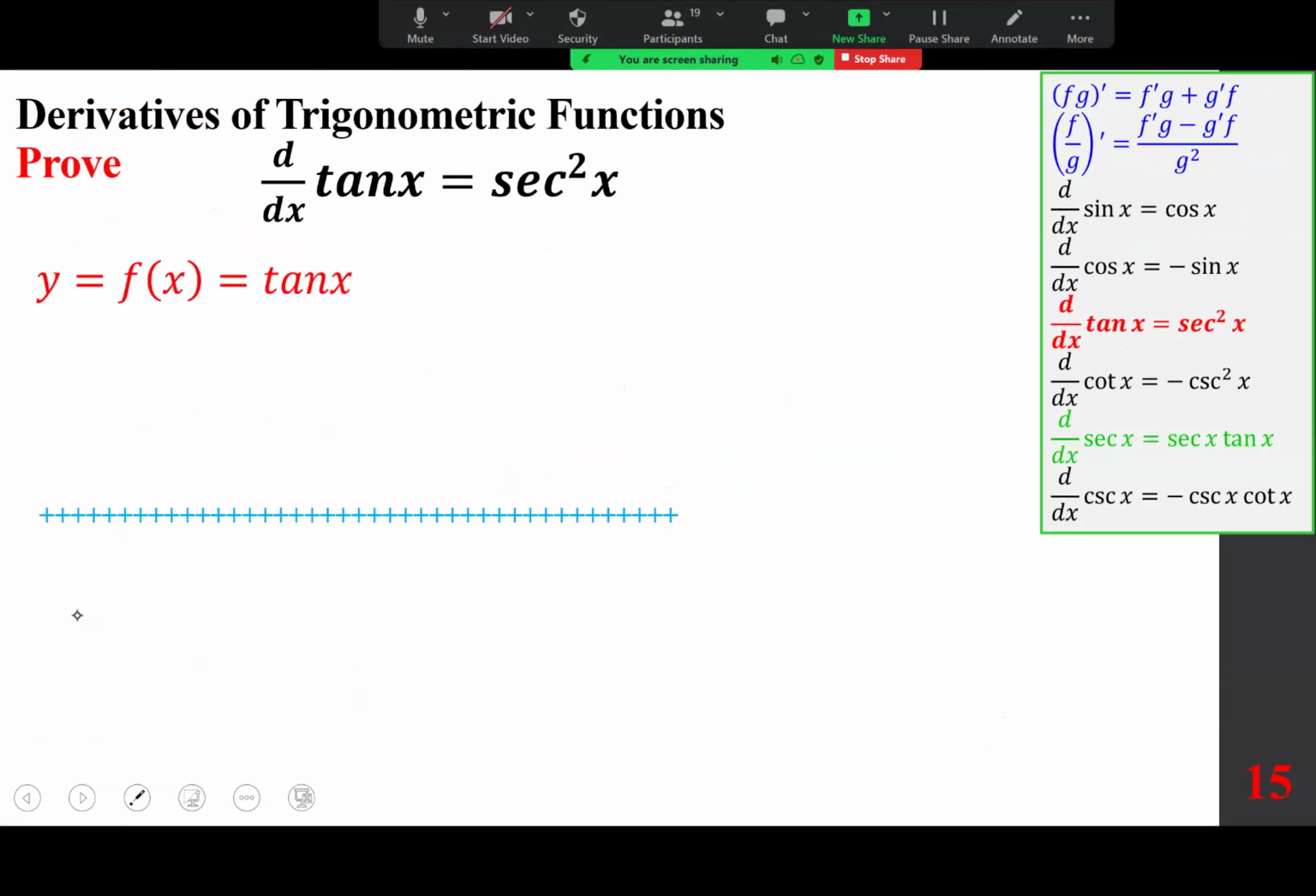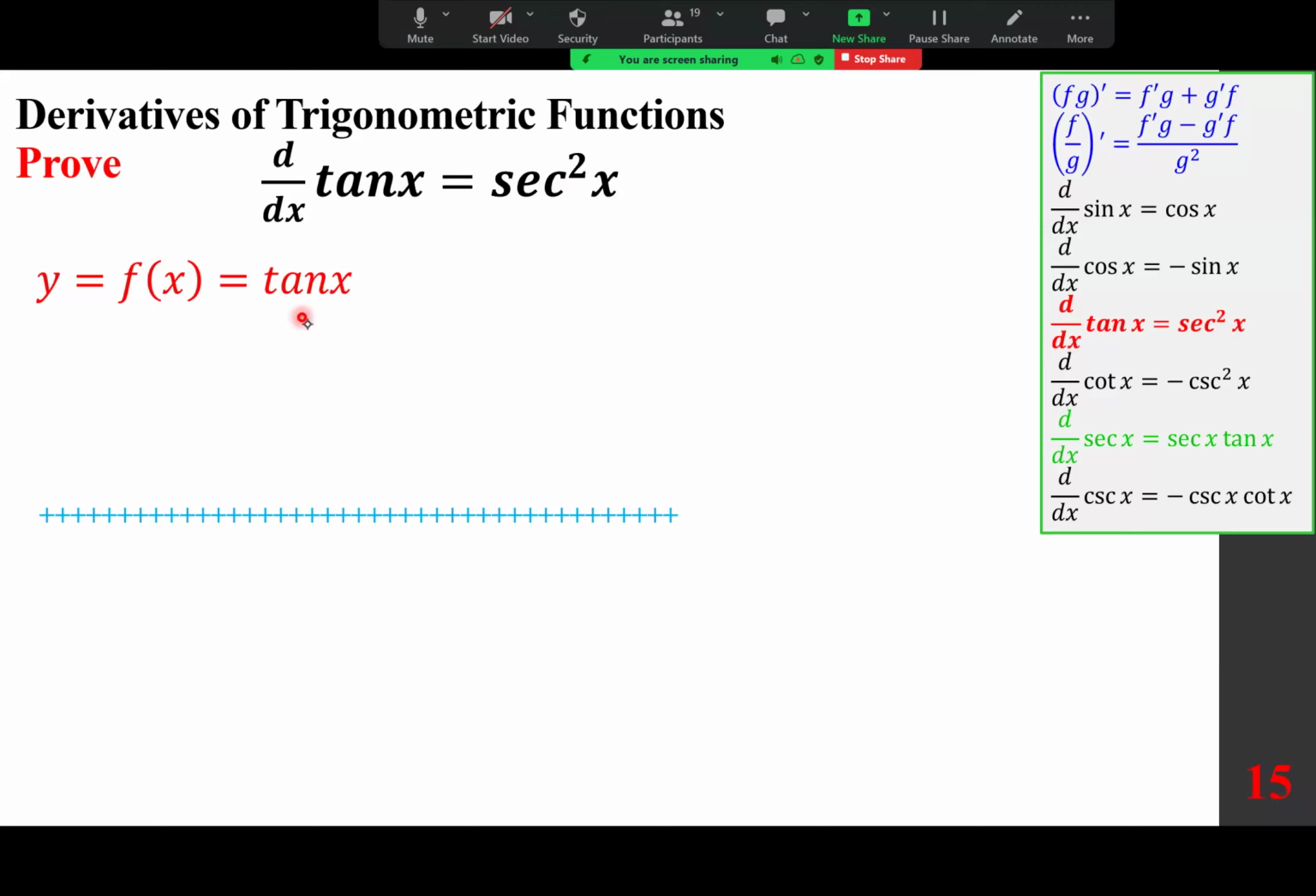Now, as far as sine and cosine are concerned, it takes a little bit of work from trigonometry to prove them. The rest of them are easy. For example, we are claiming d dx of tan x is secant squared x. That means the derivative of tangent is secant squared. And I'm going to show you how easy it is to prove that.